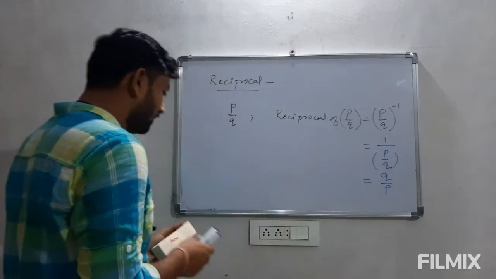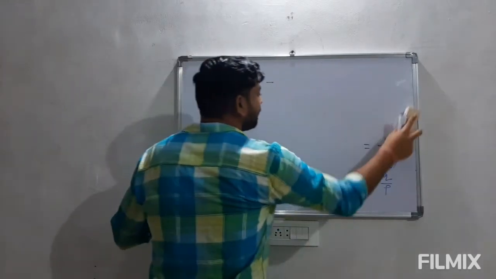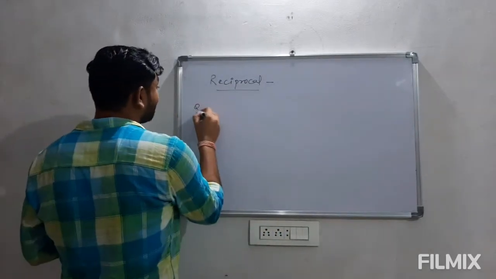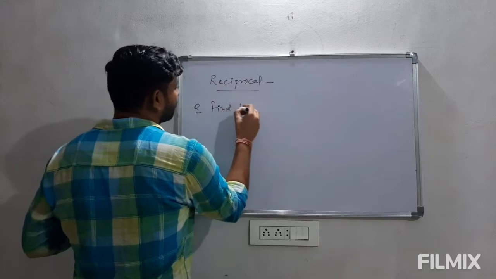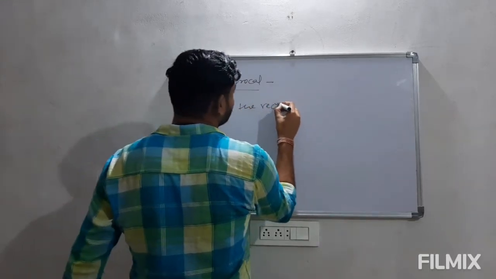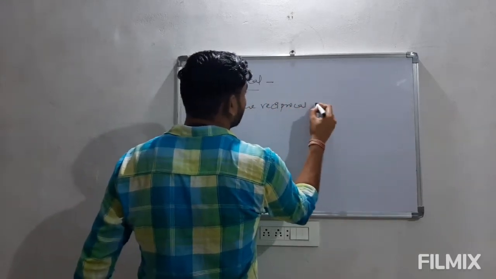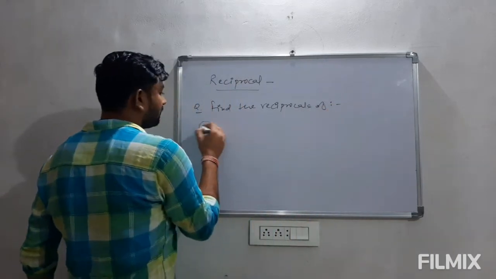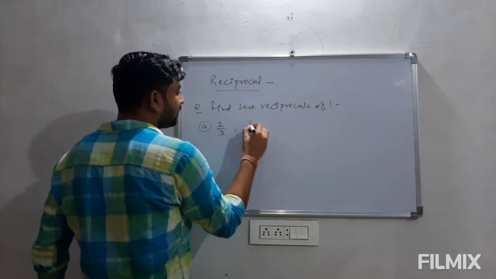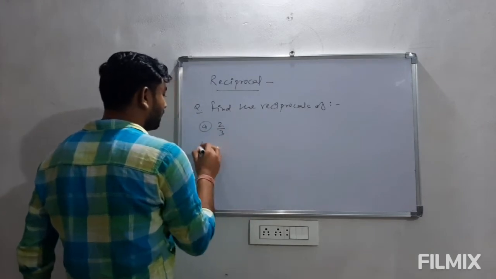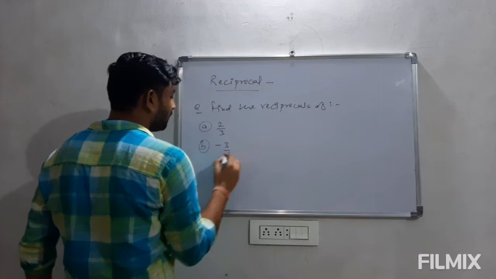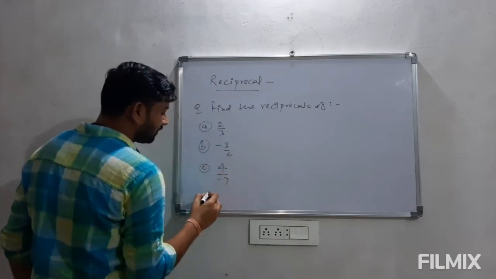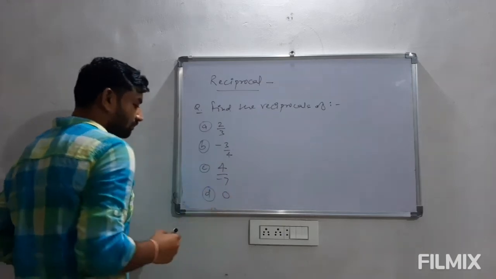For example, if we look at a very simple question, the question is like this: find the reciprocal of first part 2/3, second -3/4, third 4 upon -7, and last 0.